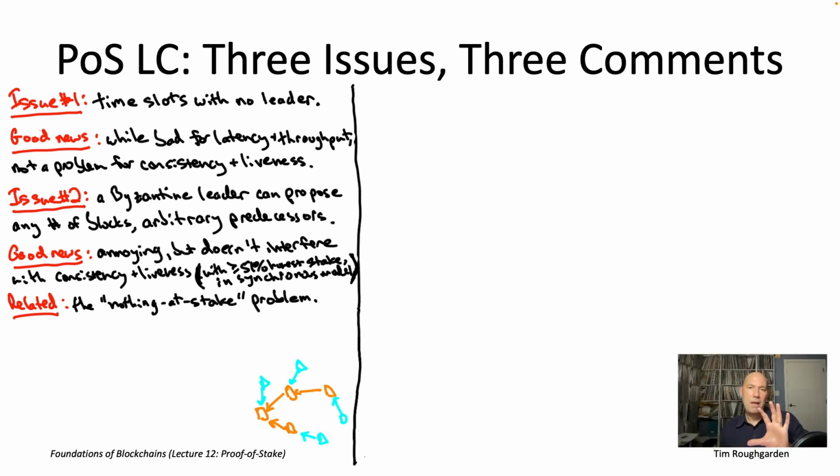All right, so that's enough about nothing at stake. Let's go back to talking about this complication of VRF-based sampling, that you get a variable number of winners. So issue number 1, already talked through, is the case that you get no leaders at all in a time step, and why that's not a big deal.